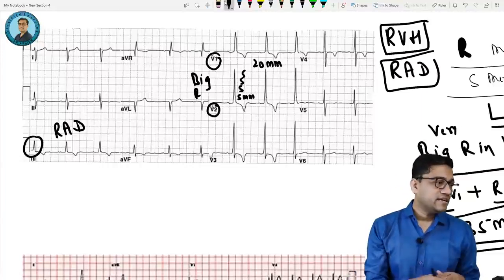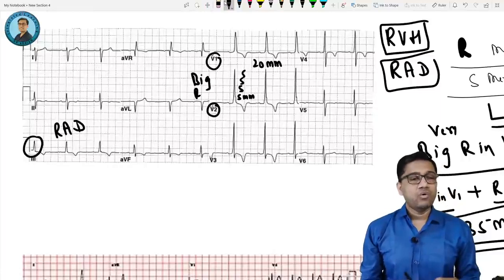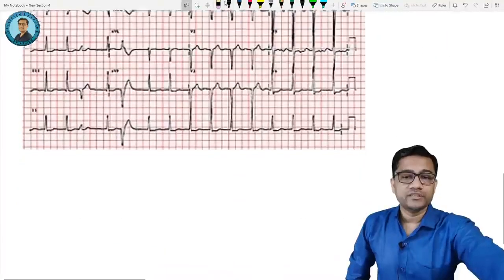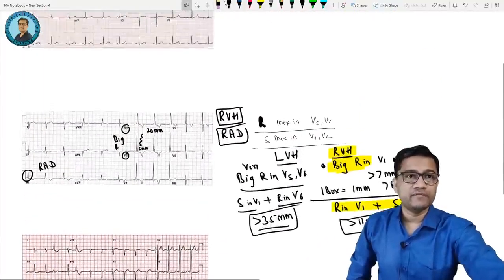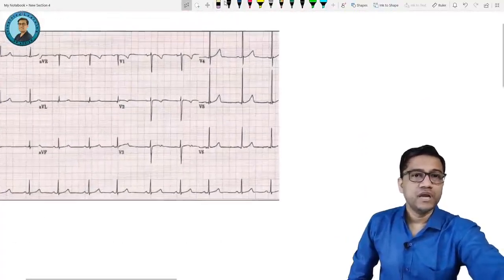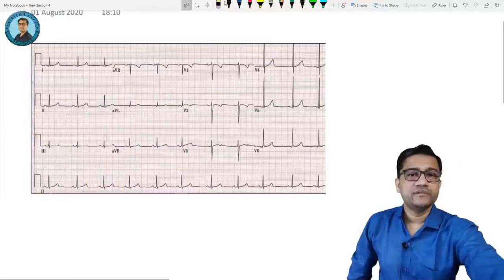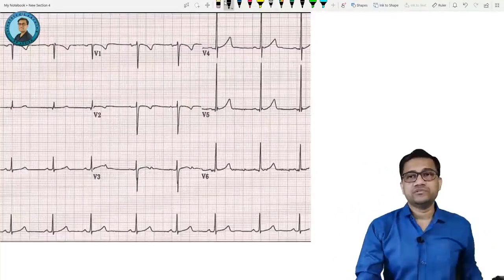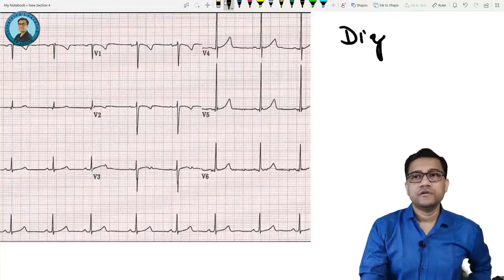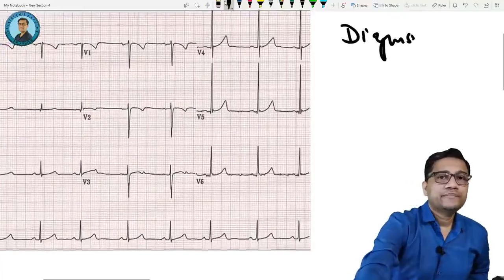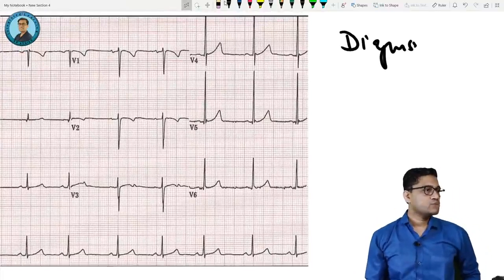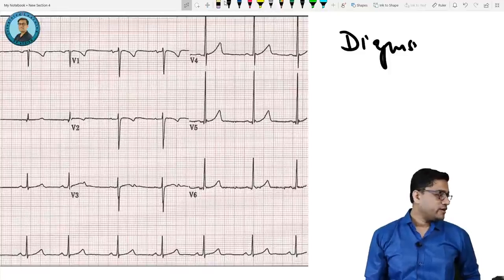Right axis deviation. Okay. Now, look at the second ECG and you tell me what it is showing. Let me just get a better one. Okay. Look at this one. Try to make a diagnosis. I'll help you count. Don't worry.